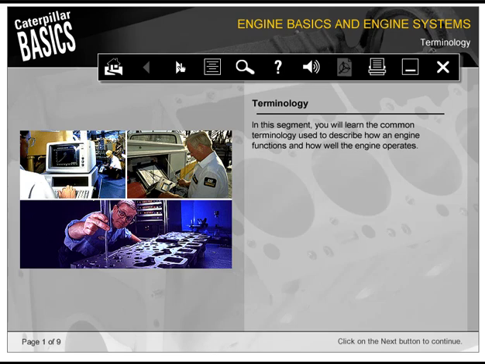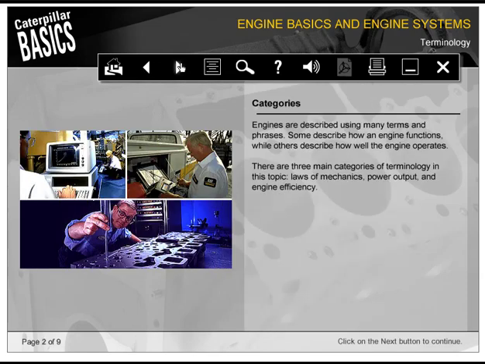In this segment, you'll learn the common terminology used to describe how an engine functions and how well the engine operates. Engines are described using many terms and phrases. Some describe how an engine functions, while others describe how well the engine operates. There are three main categories of terminology in this topic: laws of mechanics, power output, and engine efficiency.